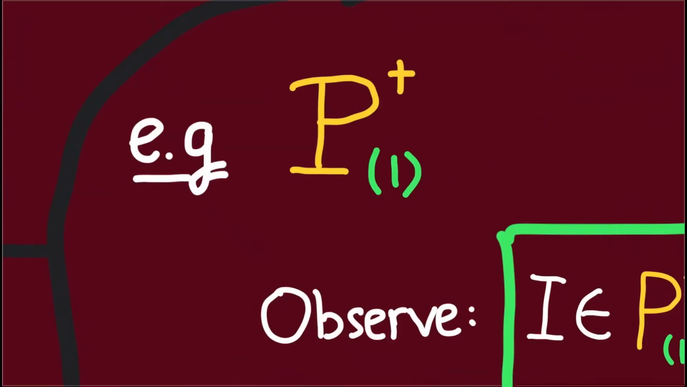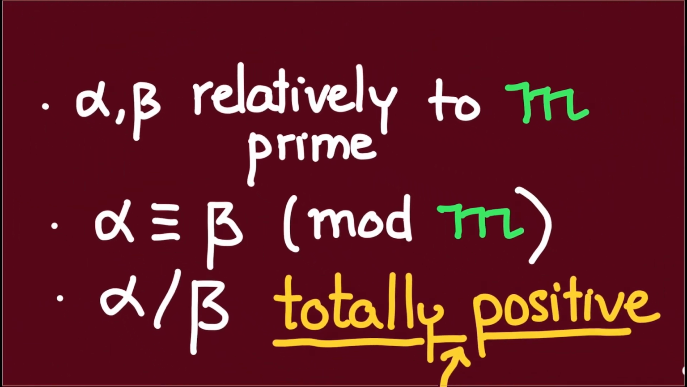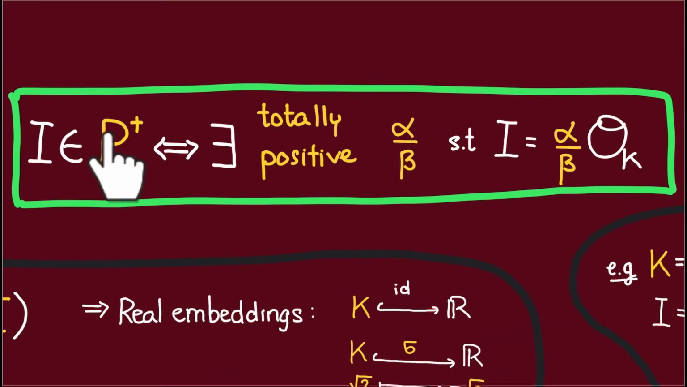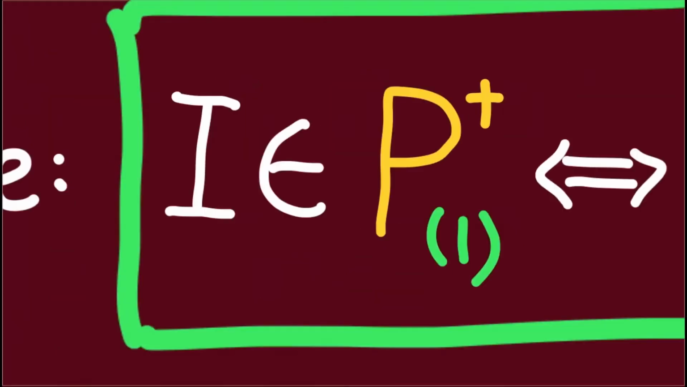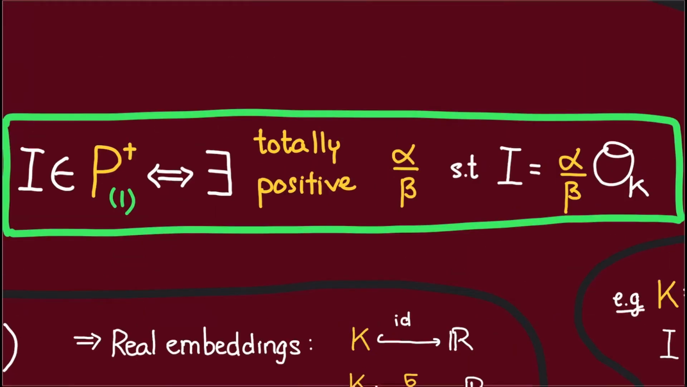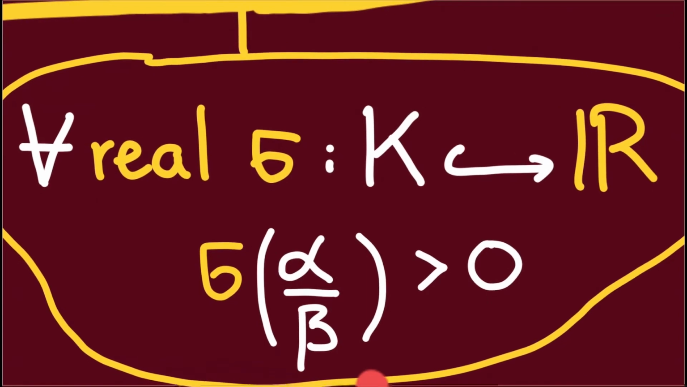Now if we pick M to be 1, then the condition that alpha over beta is congruent to 1 mod M is trivially satisfied. Thus, P_1^+ is just the group of principal fractional ideals generated by some totally positive quotient of elements in O_K. So let's look at some examples. Let's say K is Q adjoin square root of 2, and I is just the principal ideal generated by square root of 2. Now the question is, does I lie inside P_1^+? In other words, does I have a generator that is totally positive, meaning its image under all real embeddings of K is positive?